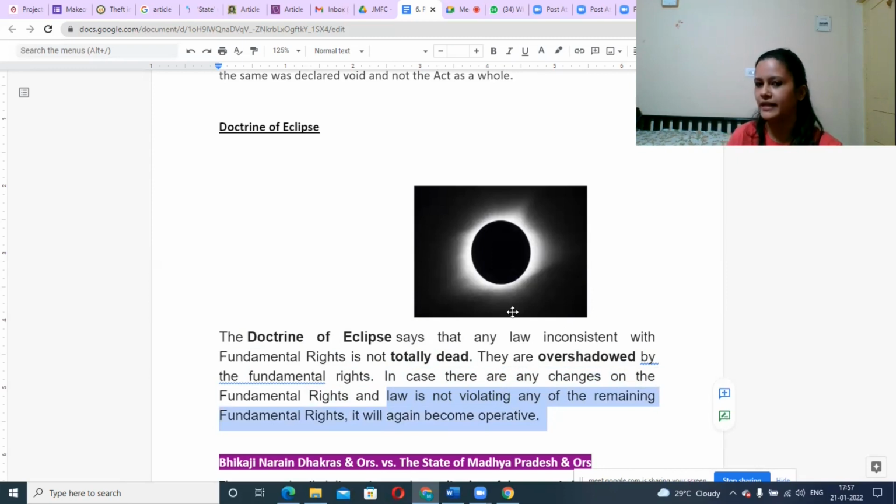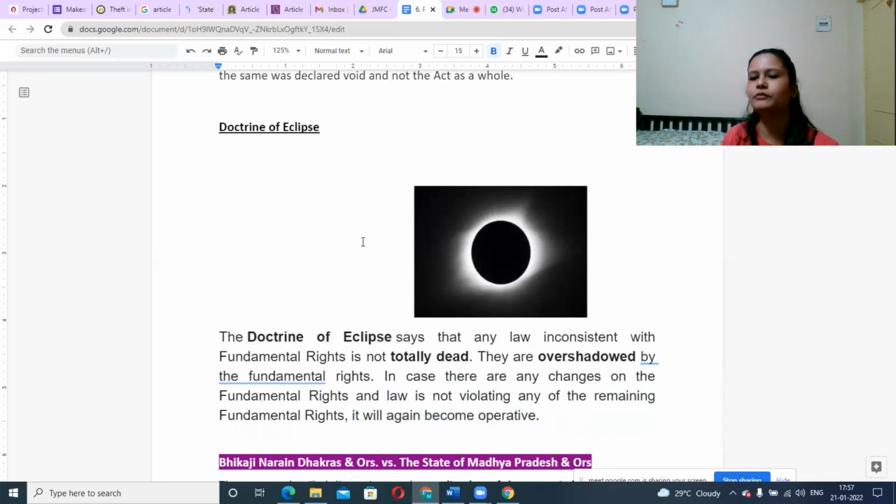And whatever law was there in the background, this law is not violating any other fundamental right, just it was violating one right, which is now being changed. So that means at present, the law is not violating any of the fundamental rights, right? Because there was just one provision which was being violated, and that is also now being modified by way of an amendment. So in such cases, what happens is the law can again become operative. That means if this part three, we remove it from here, we can again see the legislation. That means legislation may again become applicable.